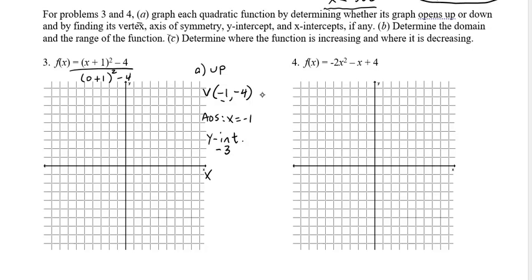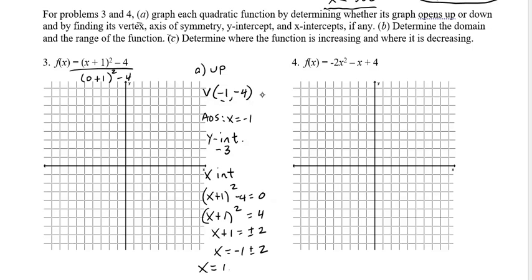The x-intercepts, this is where I'll let y be 0 and solve for x. So I'm going to add 4 to both sides. I'm going to do the square root of both sides. And then I'm going to subtract 1 from both sides. So my x-intercepts are going to be -1 plus 2, which is 1, and -1 minus 2, which is -3. All right, so we've taken care of all of letter A.